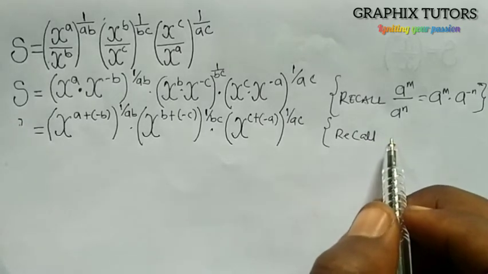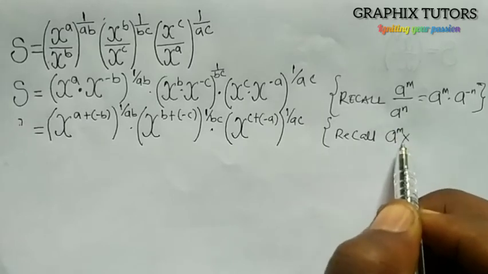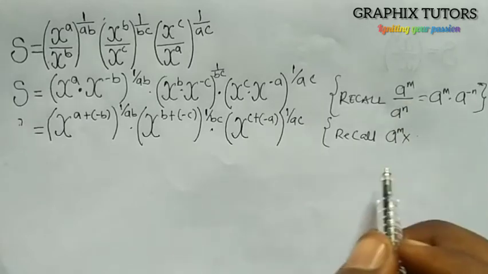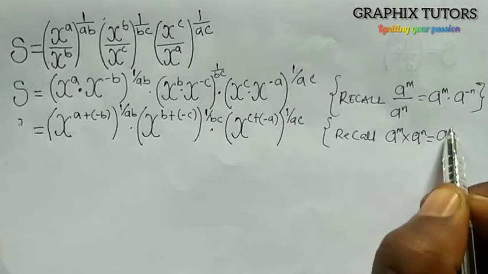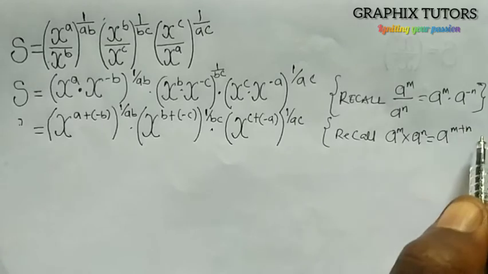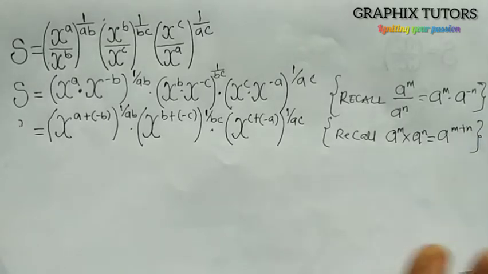So this means recall, when you have a to the m times a to the n, it's going to give you a to the m plus n. So this is another law again that governs it. So we move forward.